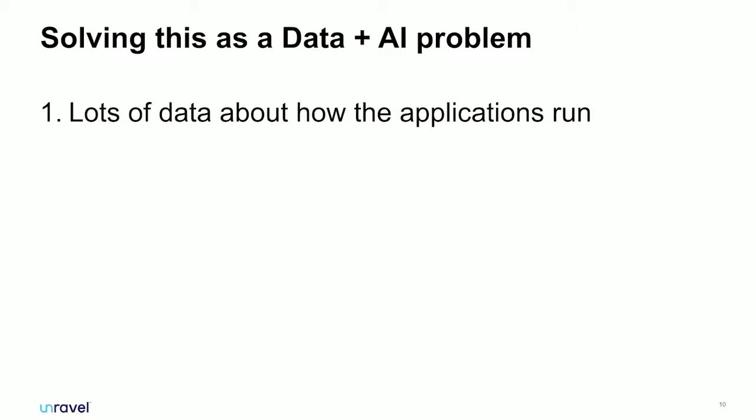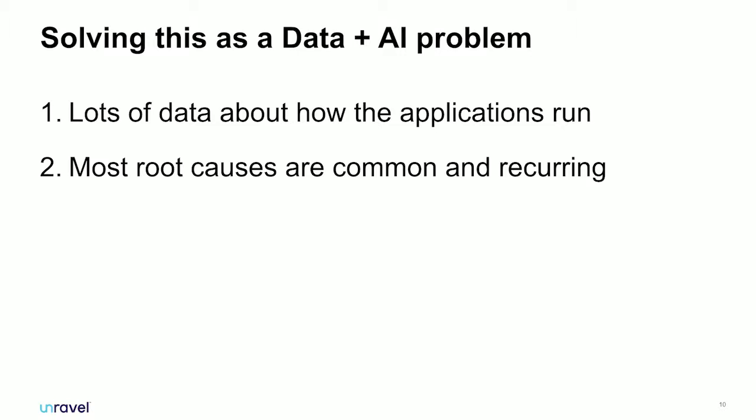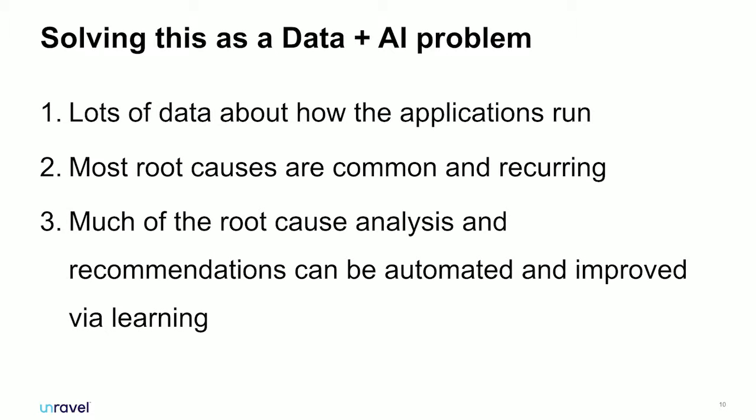First of all, there is lots of data about how the applications run. Second, a lot of these root causes that I mentioned are common and recurring. So let's say you have a small files problem. It's not just going to affect one app, but any app that uses that table with the small files problem will have that problem. So what that means is that a lot of this root cause analysis and recommendations can actually be automated and improved via learning.